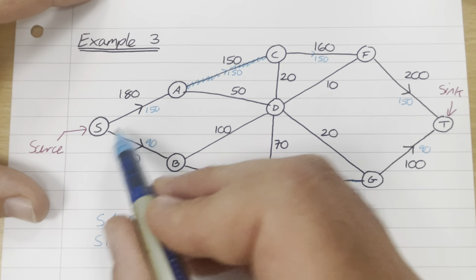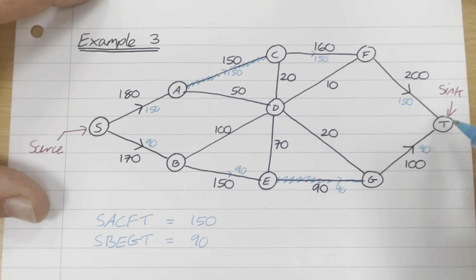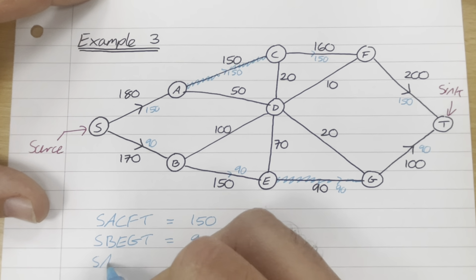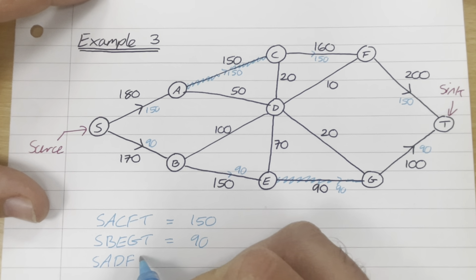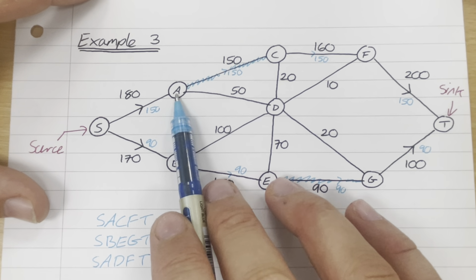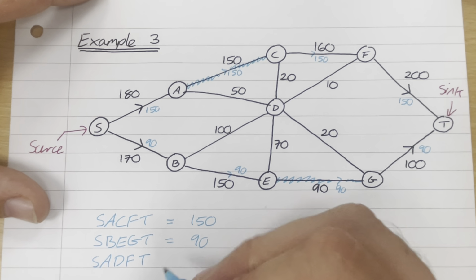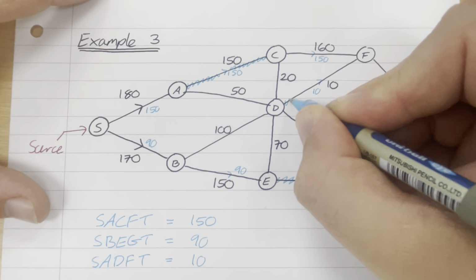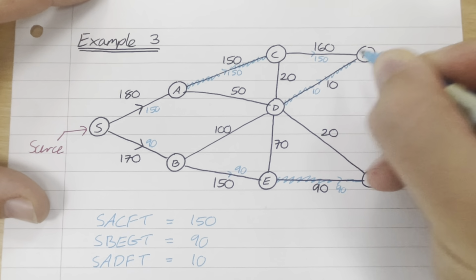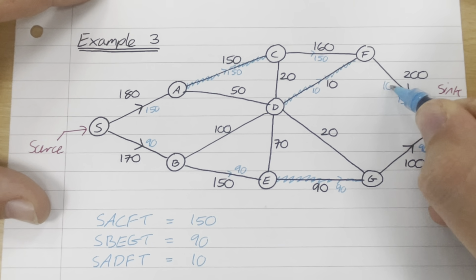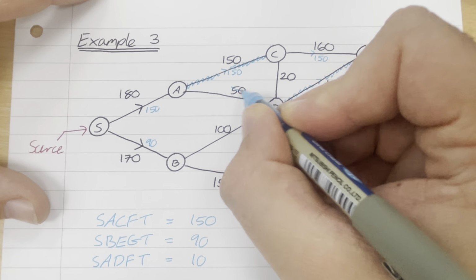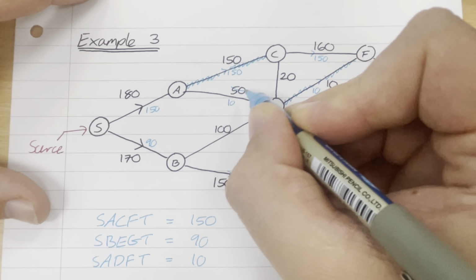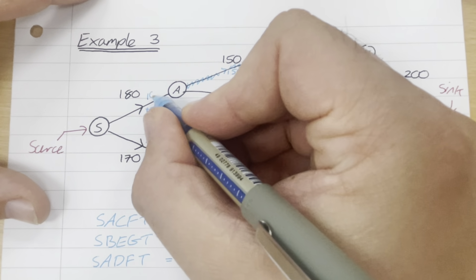So I'm going to go from S to A to D to F to T. So S, A, D, F, and T. I'm putting 10 units of flow through there because in doing so, that saturates that pipe. That's now gone up to 10. That's gone up to 160.